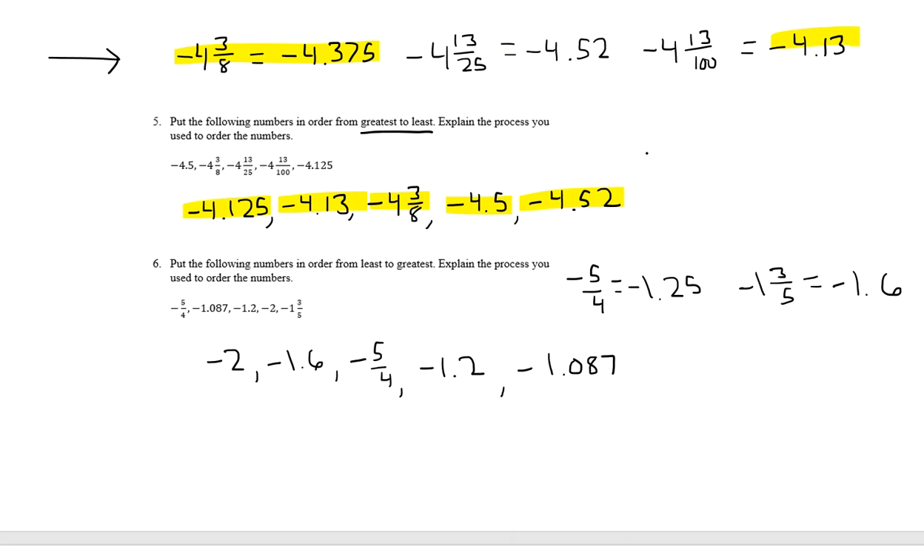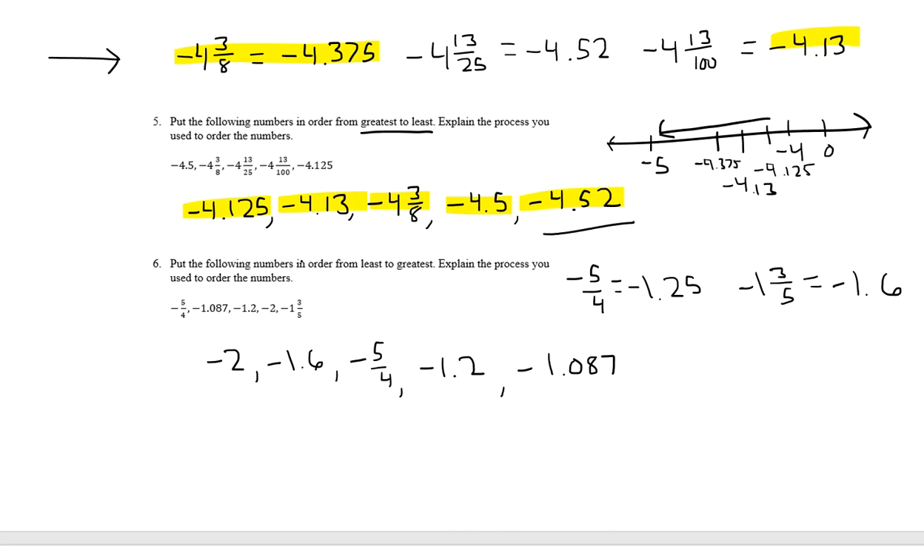So if you were to draw a number line here, and let's say 0's here, and negative 4 is here, and negative 5 is here, well, negative 4.125 would be here, negative 4.13 would be here, negative 4 and 3/8, negative 4.375. Okay, so you can see as we go to the left, the numbers decrease in value. That's why this one is of less value than this one, because it's to the left on the number line.